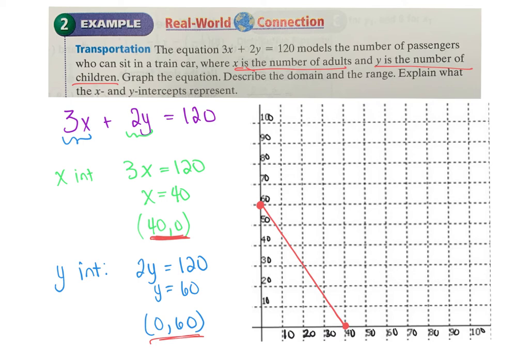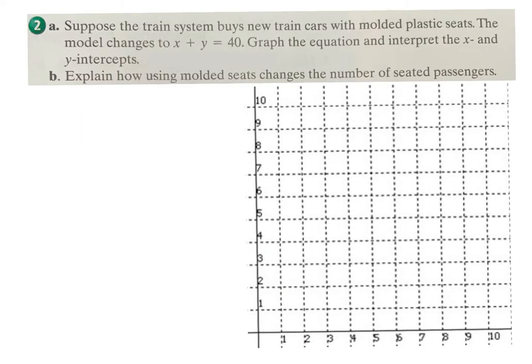So then if I were to shade this region right here, what do you think this region would represent? Max capacity. Right, all my combinations. The line would be the max capacity of my combinations, and that shade would represent all the possible combinations of kids and adults I could have on this train car. All right, make sense? All right, so try it. What were your intercepts for this one?